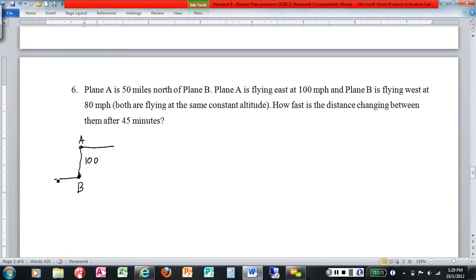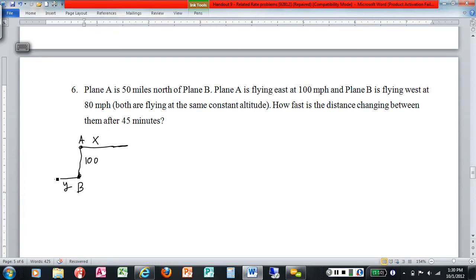So let's call this distance here X and this distance Y. The A is going a little bit faster, so let's make it a little longer there. How fast is the distance changing at a constant altitude? All right, if we change in altitudes, that would throw a monkey wrench in there. But these are staying at the same altitude. How fast is the distance changing between them after 45 minutes?